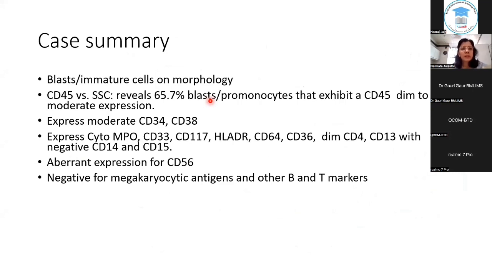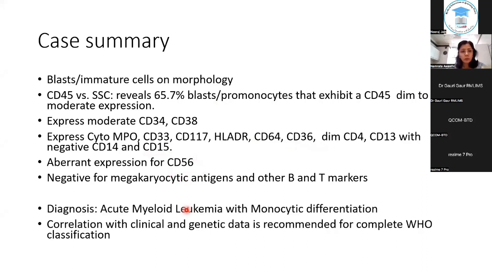Now, these are blast cells or immature cells on morphology. They express CD34 and CD38. They express myeloid markers like MPO, CD33, CD117, HLA-DR, CD64, CD36, and are negative for CD14 and CD15, with aberrant expression of CD56. So this was given as acute myeloid leukemia with monocytic differentiation, and correlation with clinical and genetic data is recommended for complete WHO classification.